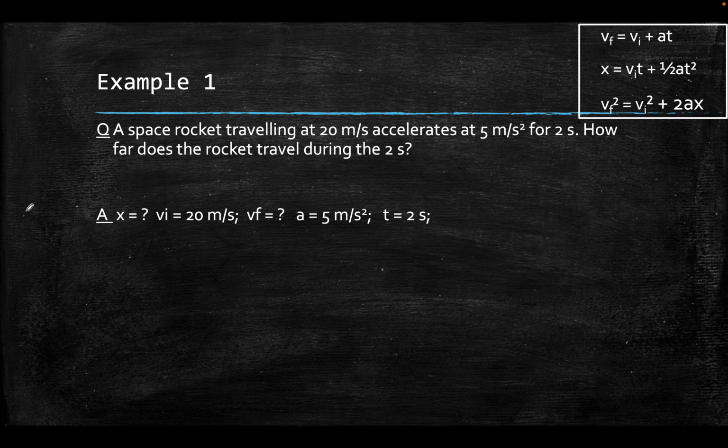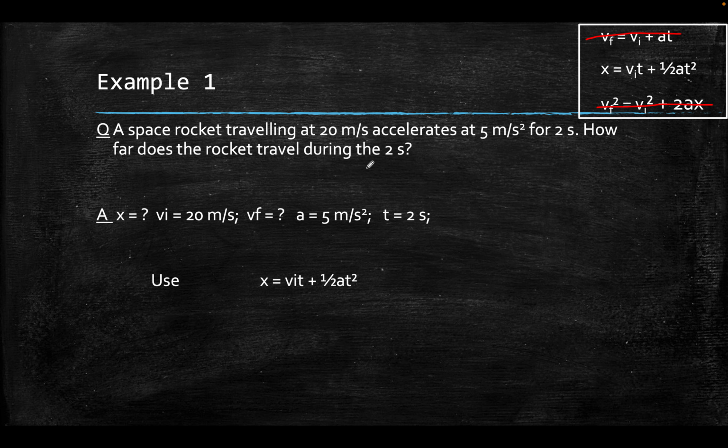So what I would normally do is write it on the side, but there's not much space here, so I'll leave it like this. x is what I need. So obviously this formula is no good. I have the second and the third. I do not have Vf, so the third formula is no good. Maybe I can use this one. Vi, yes I have. t, yes I have. a, yes I have. We can use this rule.